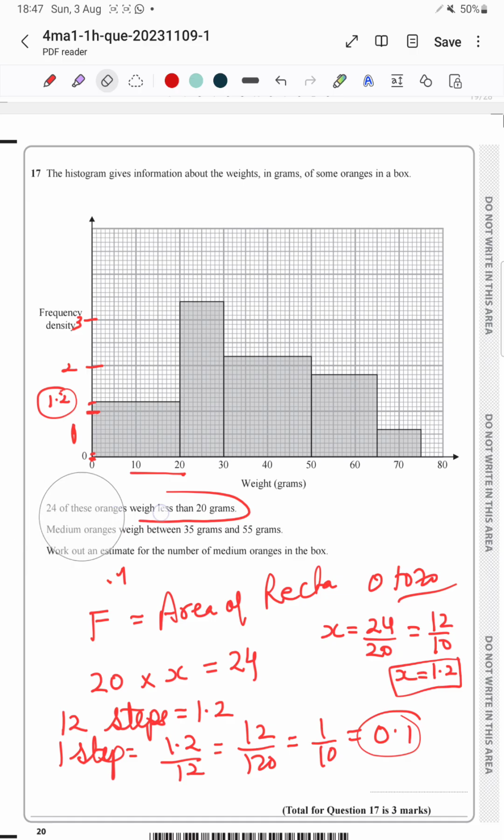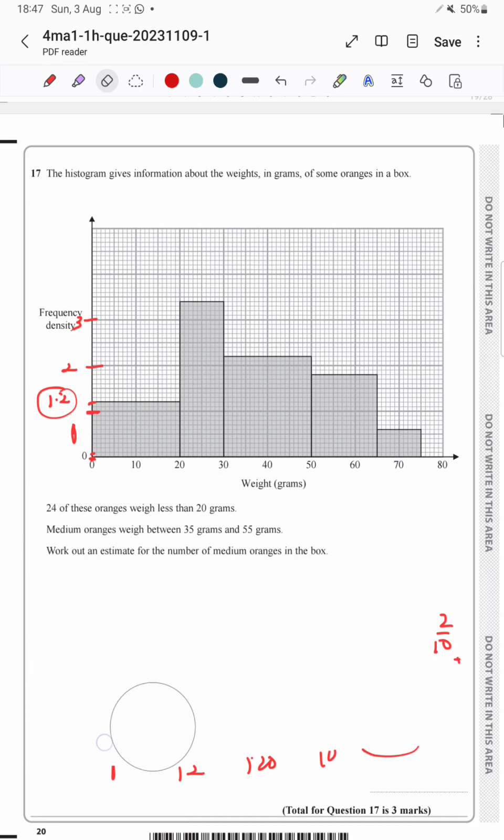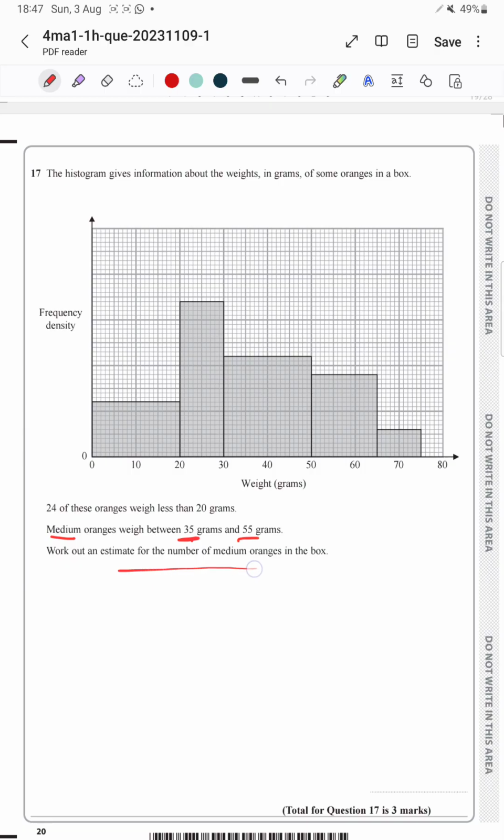Now they say the medium oranges weigh between 35 to 55 grams. Work out the estimated number of medium oranges. So 35 is here and 55 is here. Medium oranges are between these, so this whole area represents the medium oranges. We have to find out how many oranges there are, so we need to find this area, and that means we need to find the frequency.